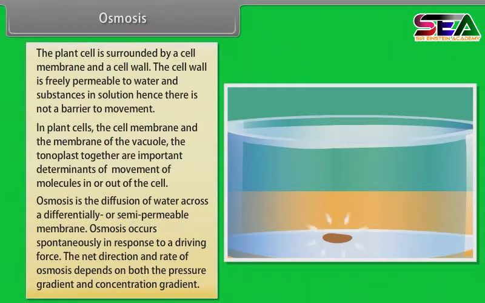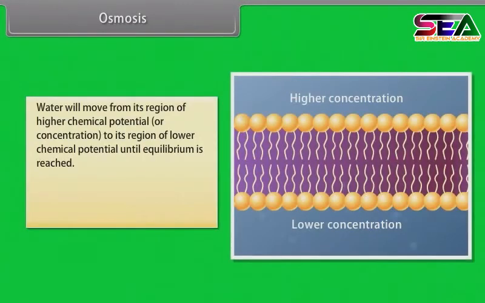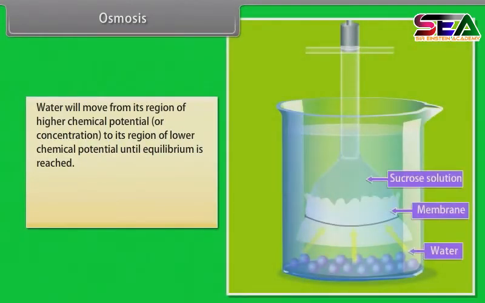Osmosis occurs spontaneously in response to a driving force. The net direction and rate of osmosis depends on both the pressure gradient and concentration gradient. Water will move from its region of higher chemical potential or concentration to its region of low chemical potential until equilibrium is reached. We can better understand it with the help of an experiment. Take a thistle funnel filled with sucrose solution and keep it inverted in a beaker containing water. The solution of sucrose in water taken in the funnel is separated from pure water in the beaker by a semi-permeable membrane, such as an egg membrane.